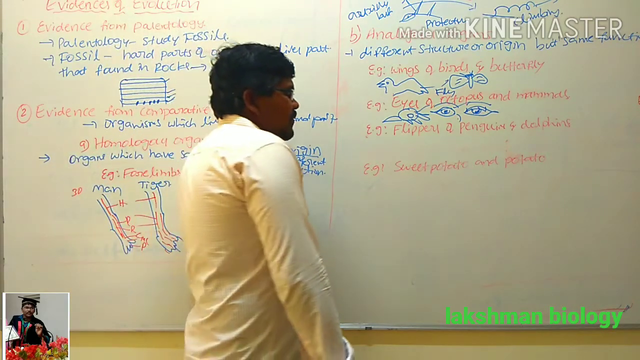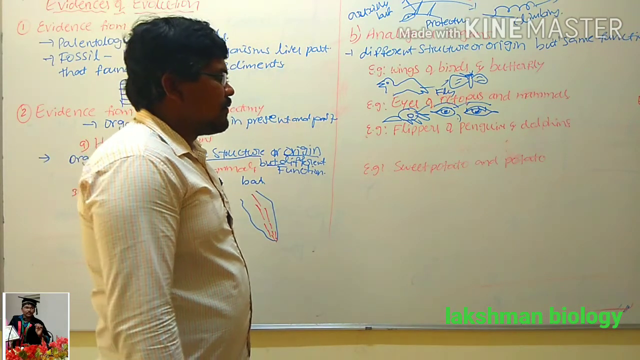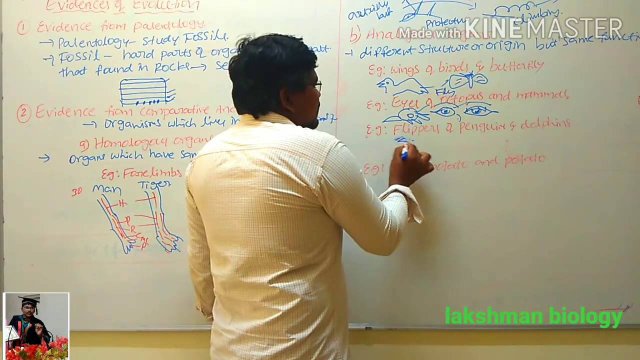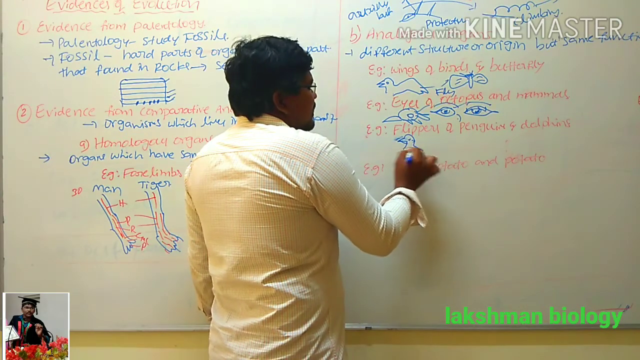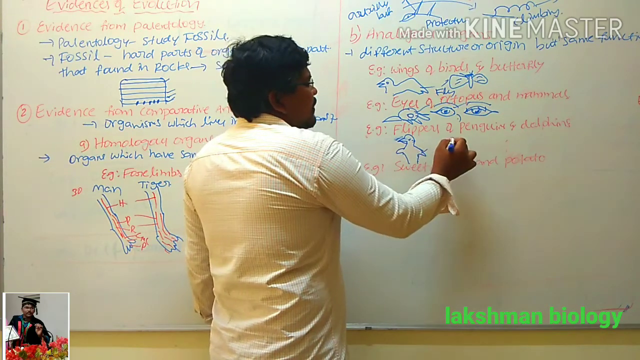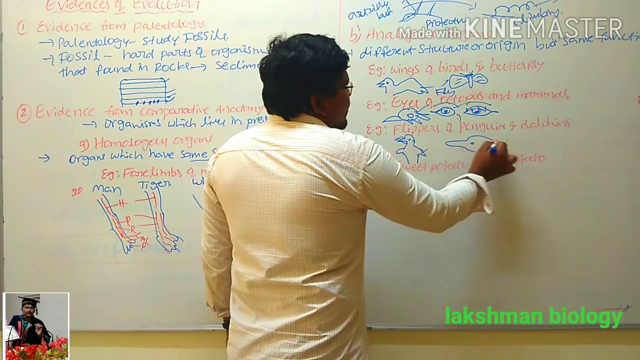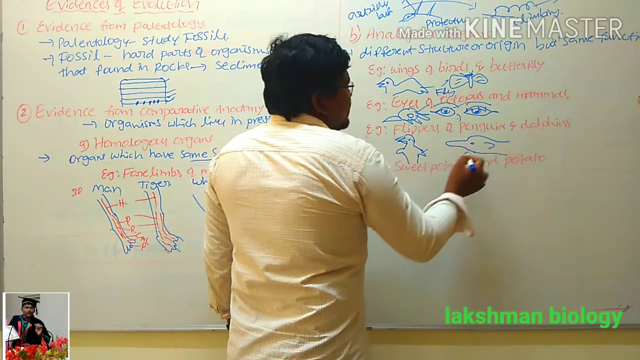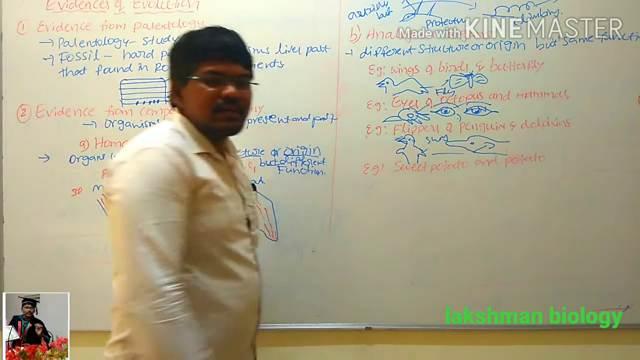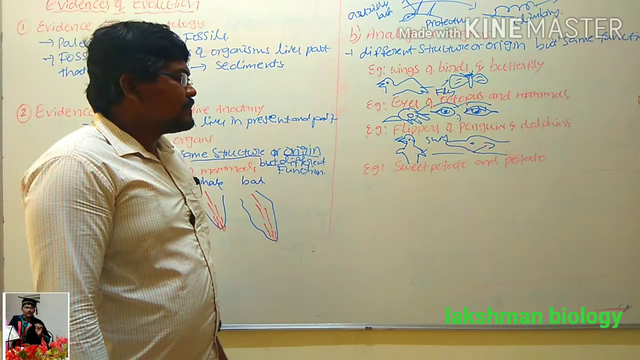Next, another example of analogous organs is the flippers of penguins and the flippers of dolphins. Penguins mainly live in the polar regions. This is the flipper of a penguin, and this is the flipper of a dolphin, our national aquatic animal. Both are used for swimming only, but they have different structures.